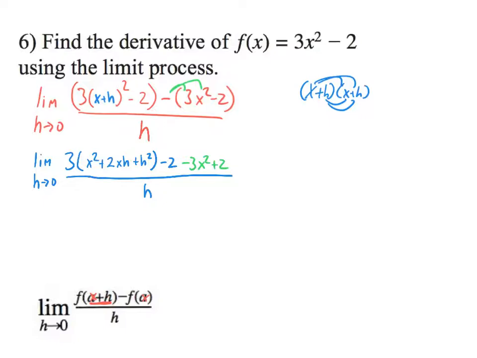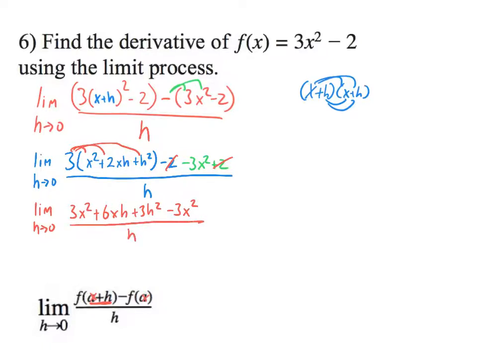Now, you might be wondering why we're doing all this. You'll see as time goes. It's interesting how this all works. All right, so now I distribute the 3. That gives me 3x squared plus 6xh plus 3h squared. I'm going to cross these out because they cancel each other out. And then I still have the negative 3x squared all over h.